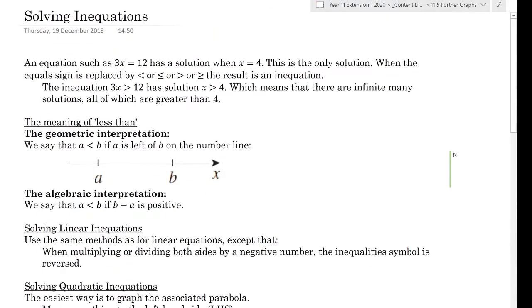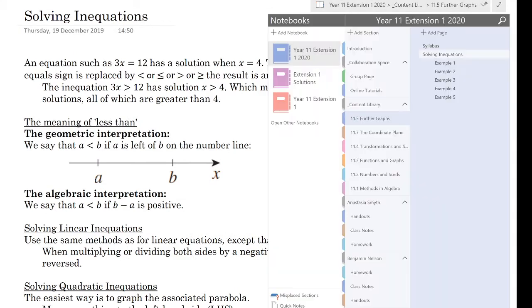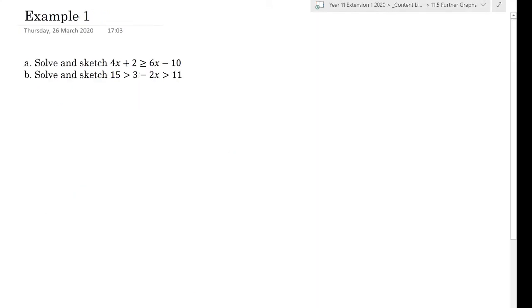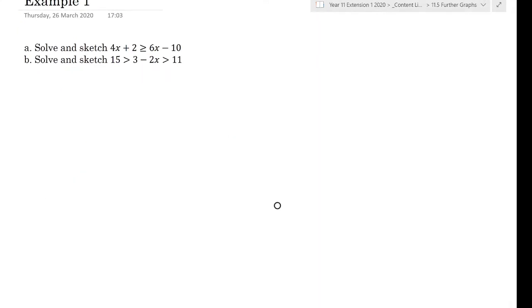So with that being said, let's have a look at some examples. Example number 1: solve and sketch 4x plus 2 is greater than or equal to 6x minus 10. For this one we are literally going to rearrange it as if it was a regular equation. So 4x plus 2 is greater than or equal to 6x minus 10. Now, normally what I would say is we're going to move everything to the left-hand side.